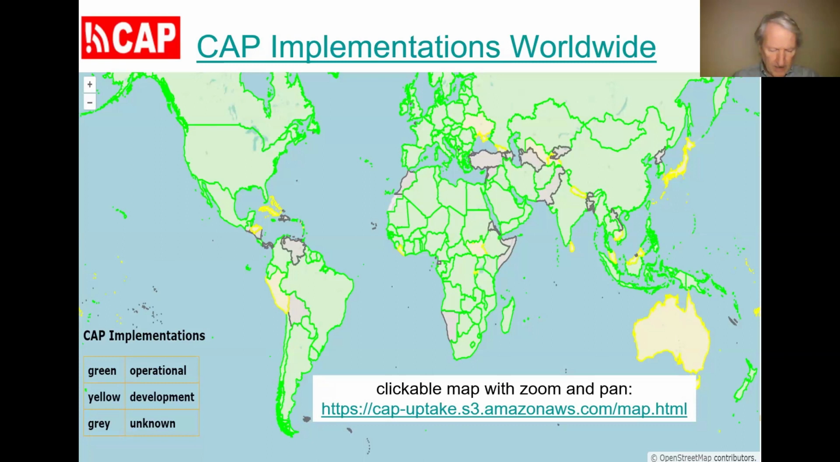Countries shown in gray haven't yet begun testing CAP as far as I know. A large percentage of these are least developed or developing countries. And sadly, of course, those are often countries that are especially vulnerable to disaster.